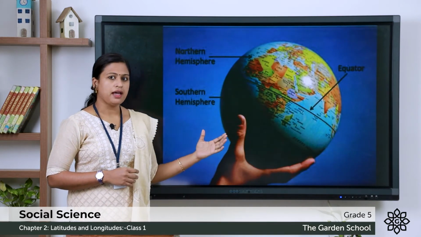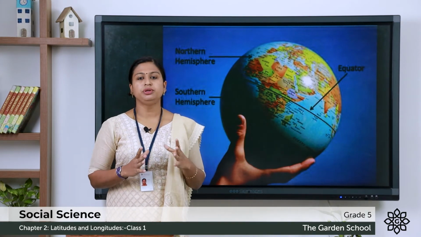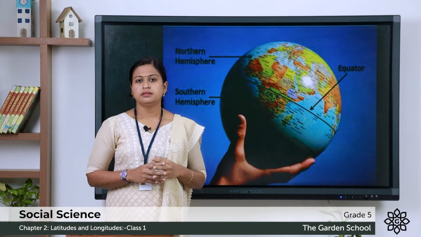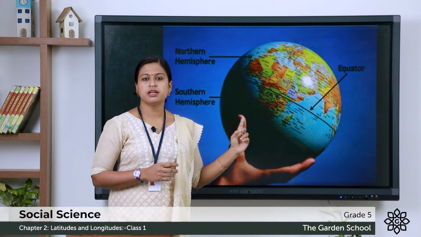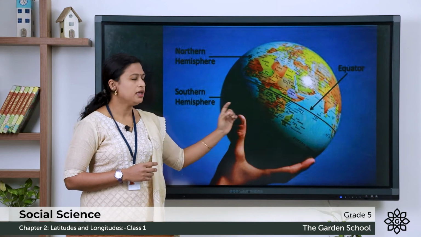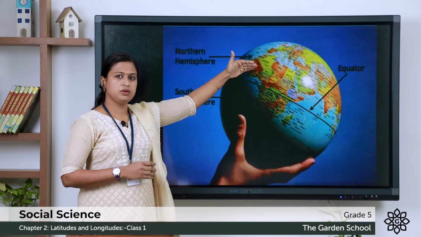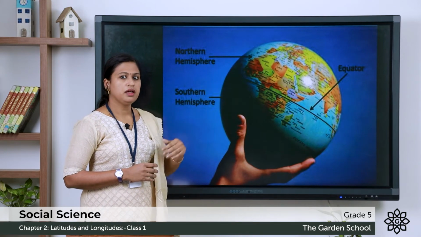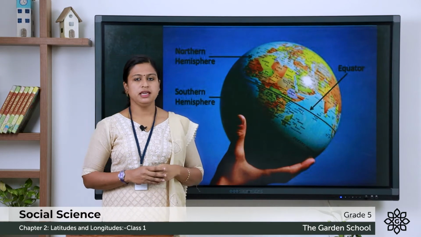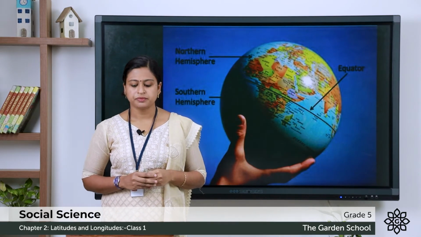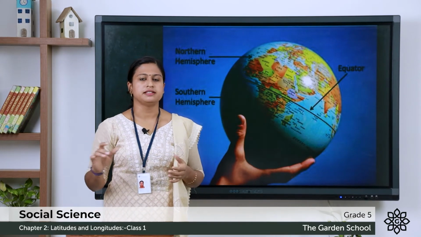Here you can see that an imaginary line divides the Earth into 2 equal halves. The 2 equal halves are known as hemispheres, and this imaginary line is known as the equator. The hemisphere above the equator is known as the northern hemisphere, and the hemisphere below the equator is known as the southern hemisphere.